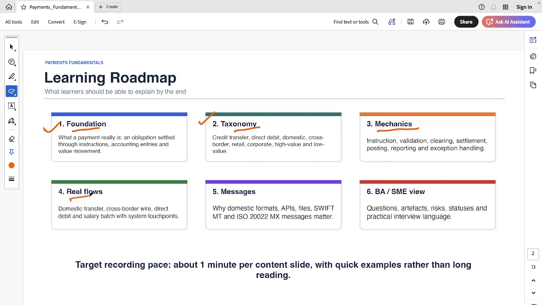Then we will connect to the real flows, like domestic transfer, cross border wire, direct debit, and salary batching. Finally, we will see why payment messages matter, and how a business analyst or subject matter expert should think in a real project. In a real banking project, this roadmap is very important, and it becomes very practical as well. You may be asked, what type of payment is this, which rail will process it, what message format is used, what happens if it fails, and which system posts the account.